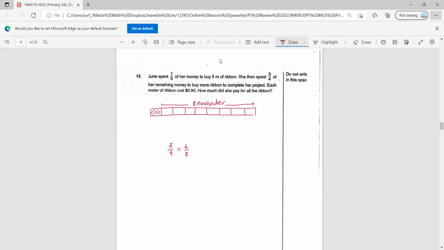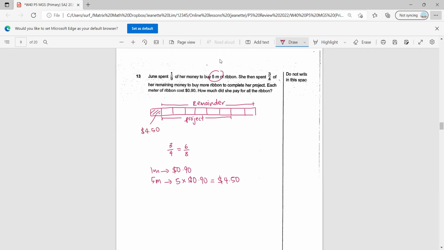So I just use another color. No, let's label project 1, 2, 3, 4, 5, 6. Okay, she used this to buy for her project. Now each meter of ribbon costs 90 cents. She bought 5 meters, right? 1 meter, 90 cents. 5 meters will be 5 times 90 cents, which is $4.50. So actually this is $4.50.